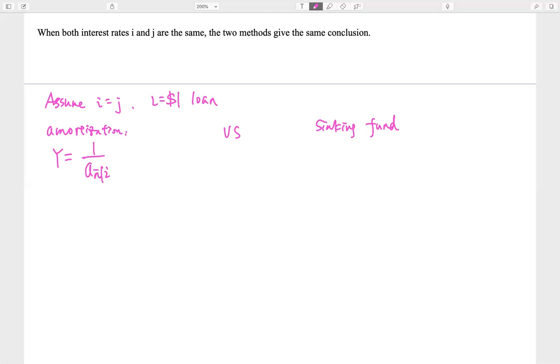So here we know that your SFP times, since J equals I, so I put I here, it is also 1. So I know the SFP equals 1 divided by the accumulated value. And also I know the service payment is 1 times I, so equal to I. So now the question is, I claim they are equal, right? So let's prove that.